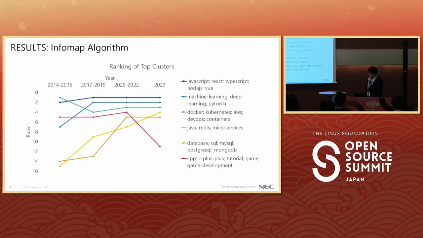So next, watching the rank shift, yellow cluster about Java and microservices, and orange cluster about database are two clusters growing. The red cluster about C and C++ and game seems to decline.